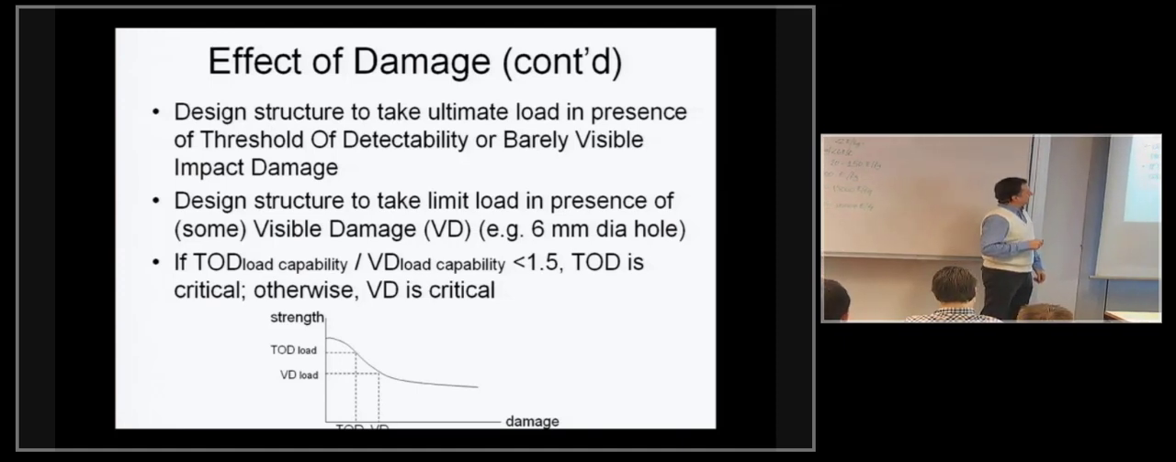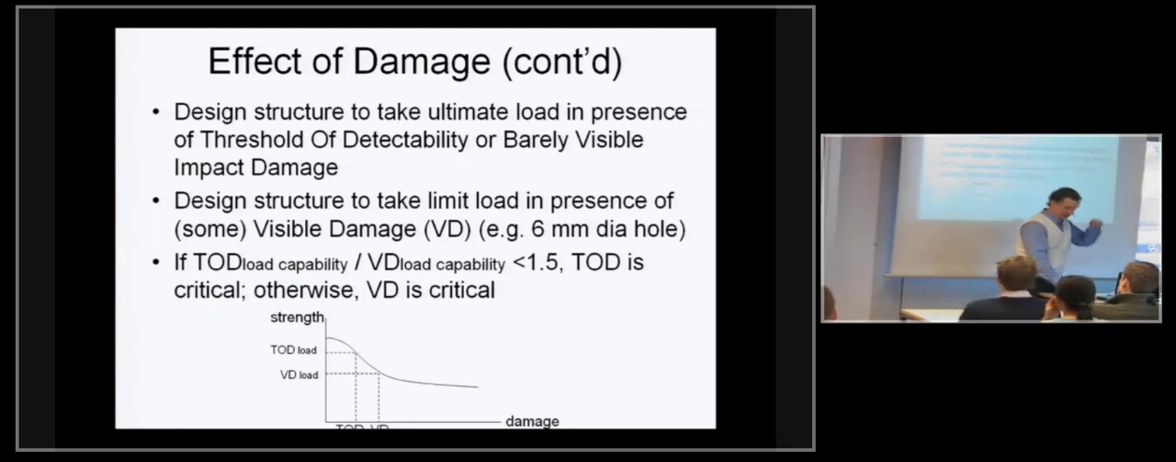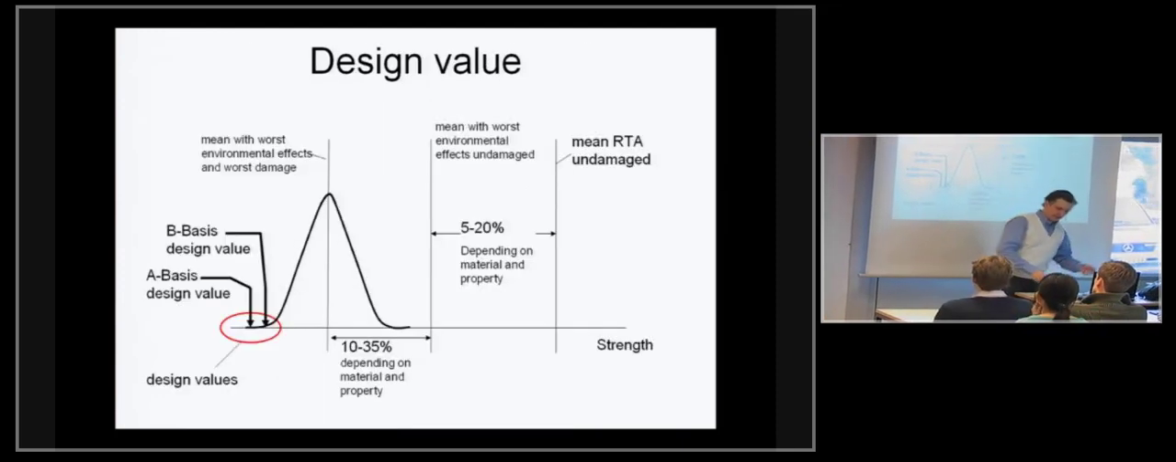So you have to account for both, because sometimes if you design for limit load with visible damage, the knockdown at the limit load is bigger than multiplying that by 1.5 and comparing to your ultimate load. In other times, if you design for ultimate load for barely visible impact damage, then if you reduce by 1.5, you actually are already below limit load, so that is the driver. So you cannot do one of the two and assume you cover the other. You typically have to check for both limit load and ultimate, threshold of detectability, and visible damage.